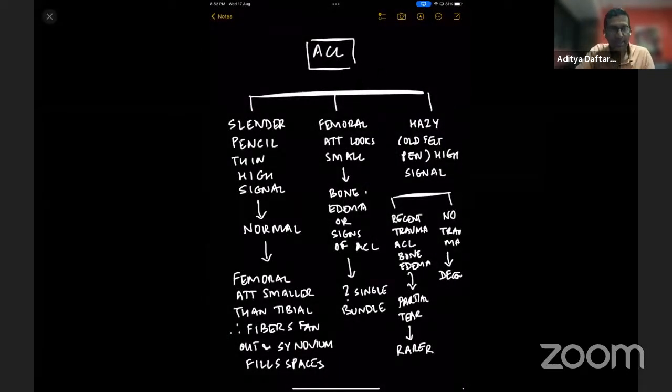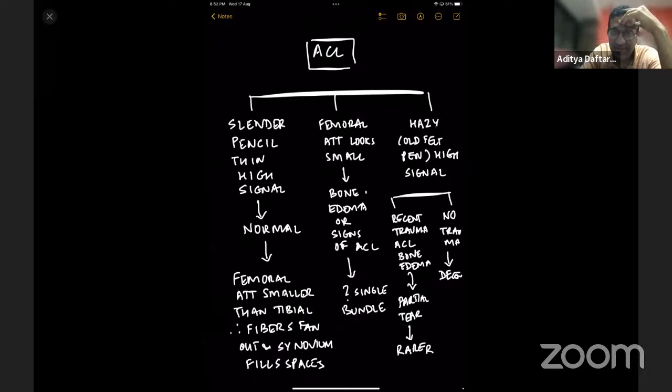So you can see this when you look at the ACL. If you see slender pencil thin high signal, then this is probably normal. And this is because the femoral attachment is smaller than the tibial attachment. Therefore, the fibers fan out and the synovium fills the spaces. Now, if the femoral attachment looks small, there is bone edema or signs of an ACL injury, then you would question if there's a single bundle injury, and I'll show you some examples of that.